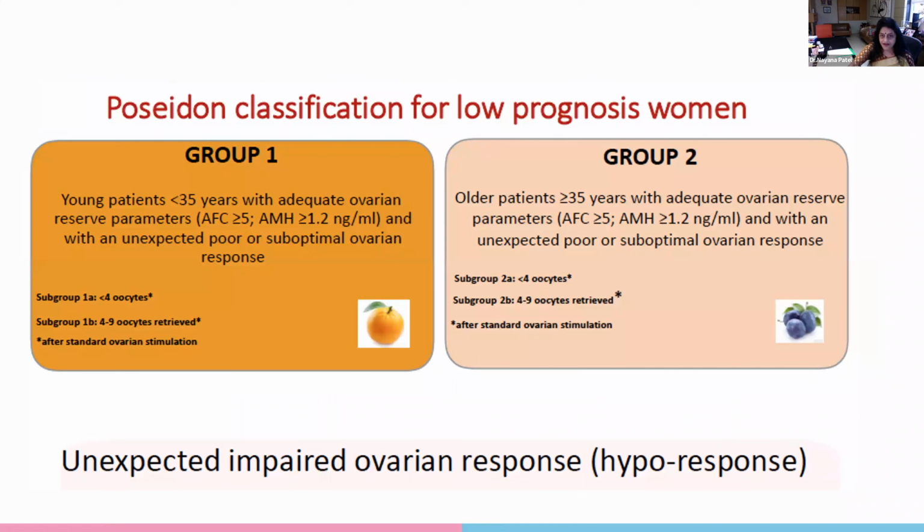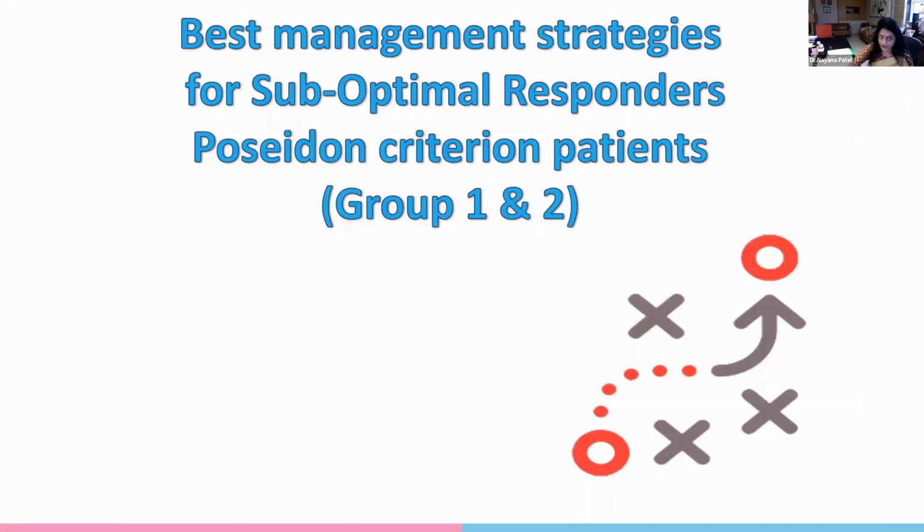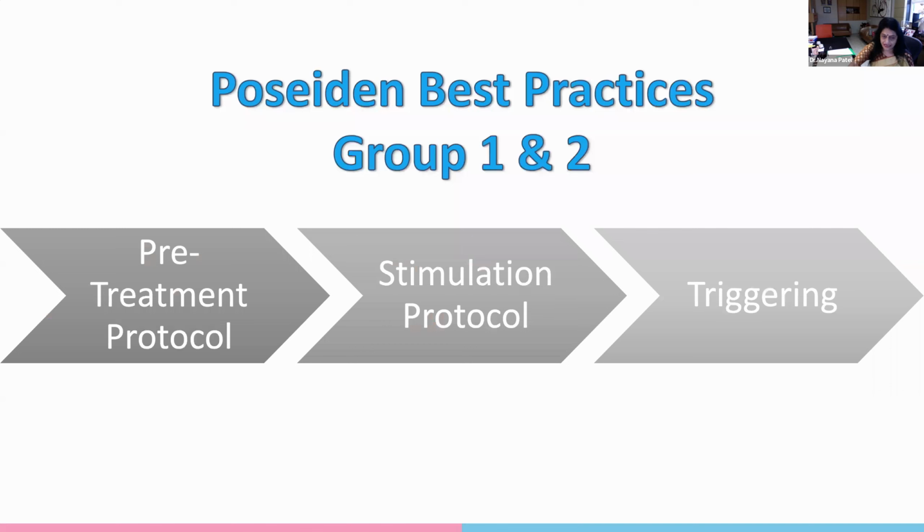If we classify the low prognosis, let us look at group 1 and group 2, which are the unexpected poor responders. How will you manage them? First cycle, you will not expect it. So after only the first cycle, these Poseidon 1 and 2 come into the picture.